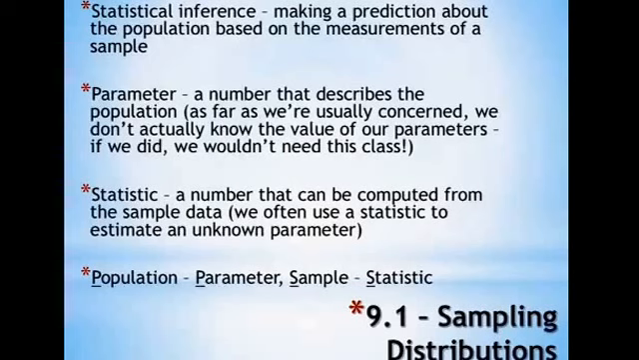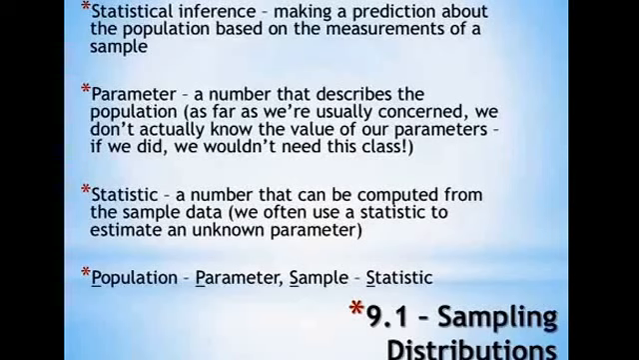A parameter is a number that describes the population. As far as we're usually concerned, we don't actually know the value of our parameters. If we did, we wouldn't need this class, and then we would be predicting nothing. For example, if I wanted to know the mean weight of fish, I couldn't find that. The population of fish is so large, and I could never possibly collect all the fish to figure out what exactly the mean value of their weight is. So a parameter talks about the population as a whole.